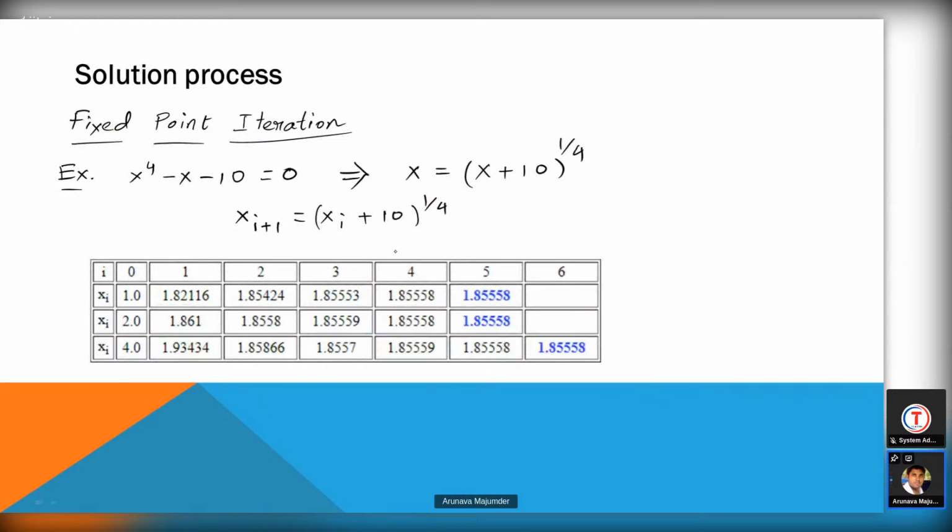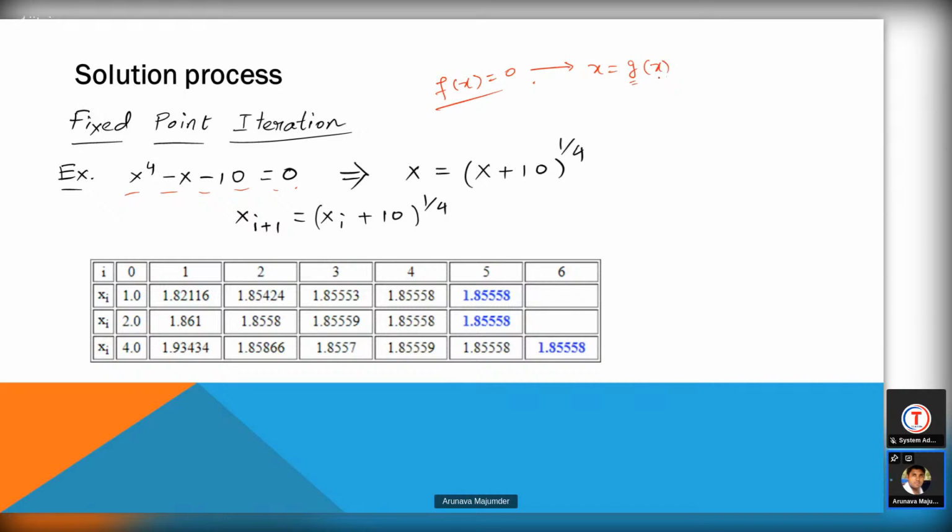So for the fixed point iteration technique, I am giving an example. Suppose this is the equation x to the power 4 minus x minus 10 is equal to 0. Now in this particular method, this is an equation of the type f of x equal to 0. From this we need to convert the equation like this: x equal to g of x. What is g?